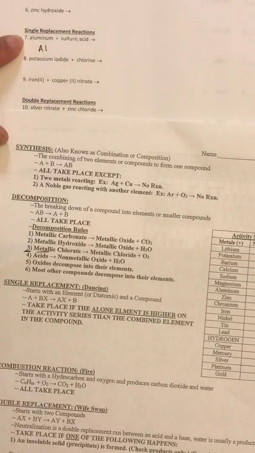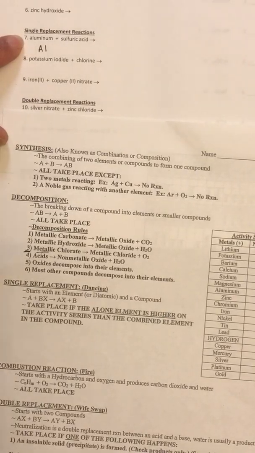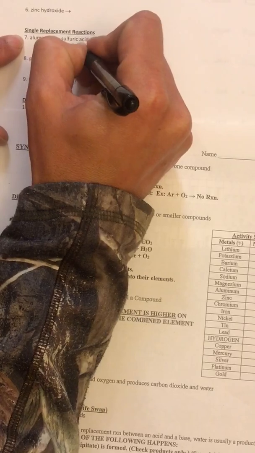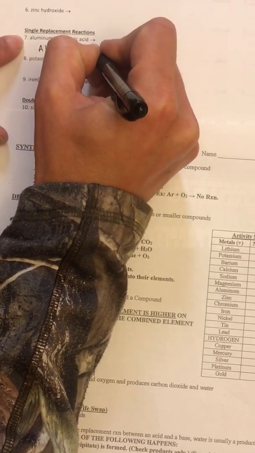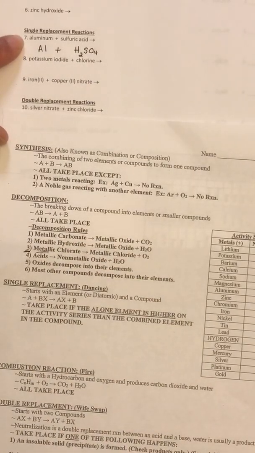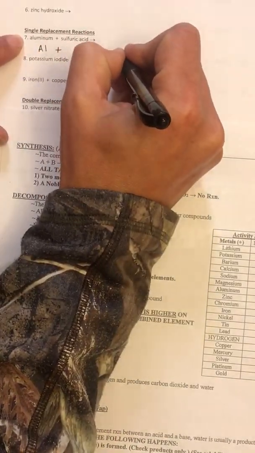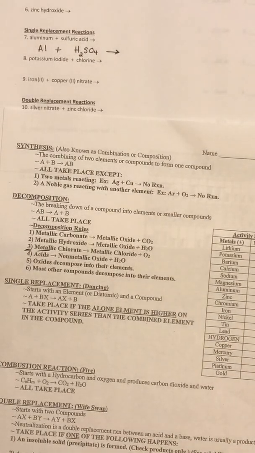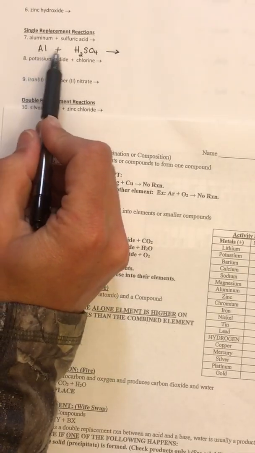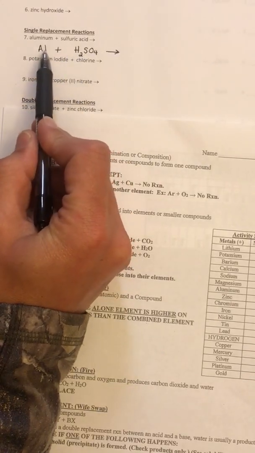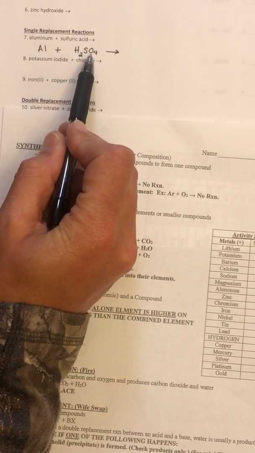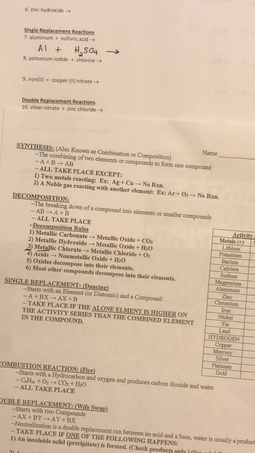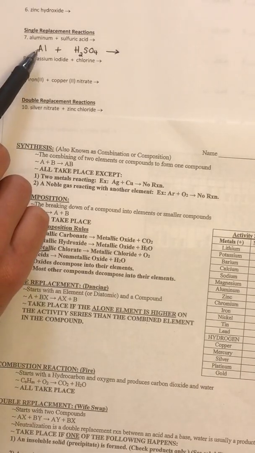So aluminum is going to be Al, and aluminum is not diatomic. Sulfuric acid is going to be hydrogen bonded with sulfate. And sulfate has a -2 charge, so I need to balance those charges. Now when you get to the single replacement reaction, the most common mistake students will make is who is trying to replace who? Is aluminum trying to replace the hydrogen, the H2, or is aluminum trying to replace the sulfate, the SO4? The easiest way to answer that question is aluminum is a cation.